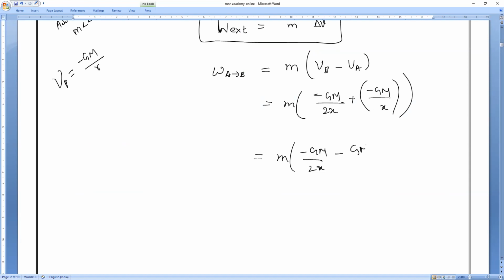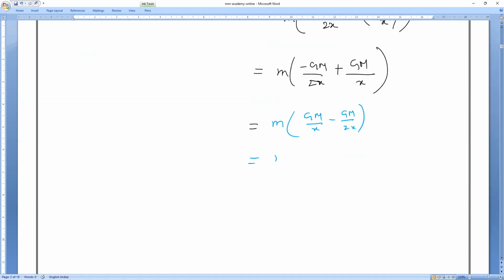Next, plus m into minus minus GM divided by X. So if I take the LCM, minus of minus, it will become plus. Minus of minus will become plus. I forgot that. Now I get GM divided by X, and this is minus GM divided by 2X. 2X is the LCM. So here 2GM minus GM over 2X, which is equal to m into GM divided by 2X.